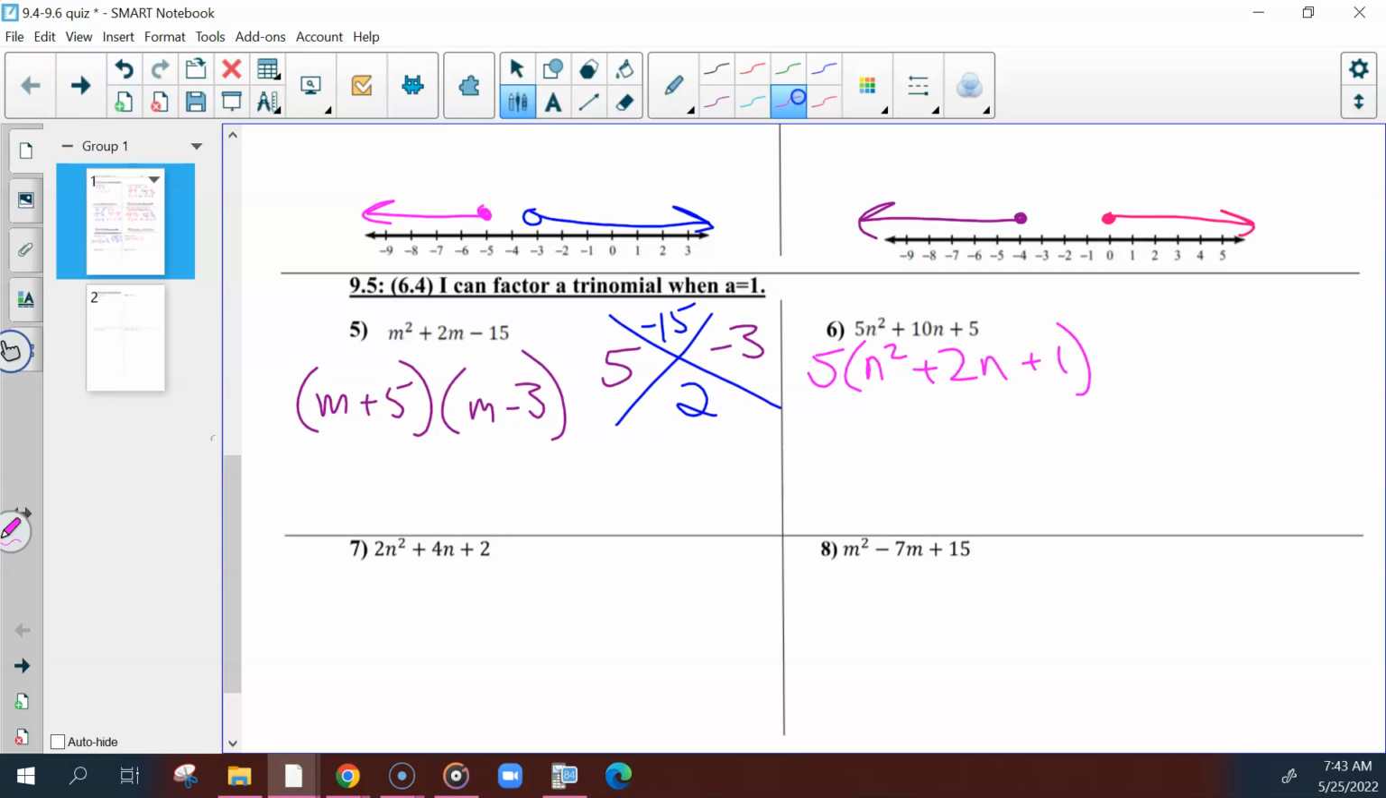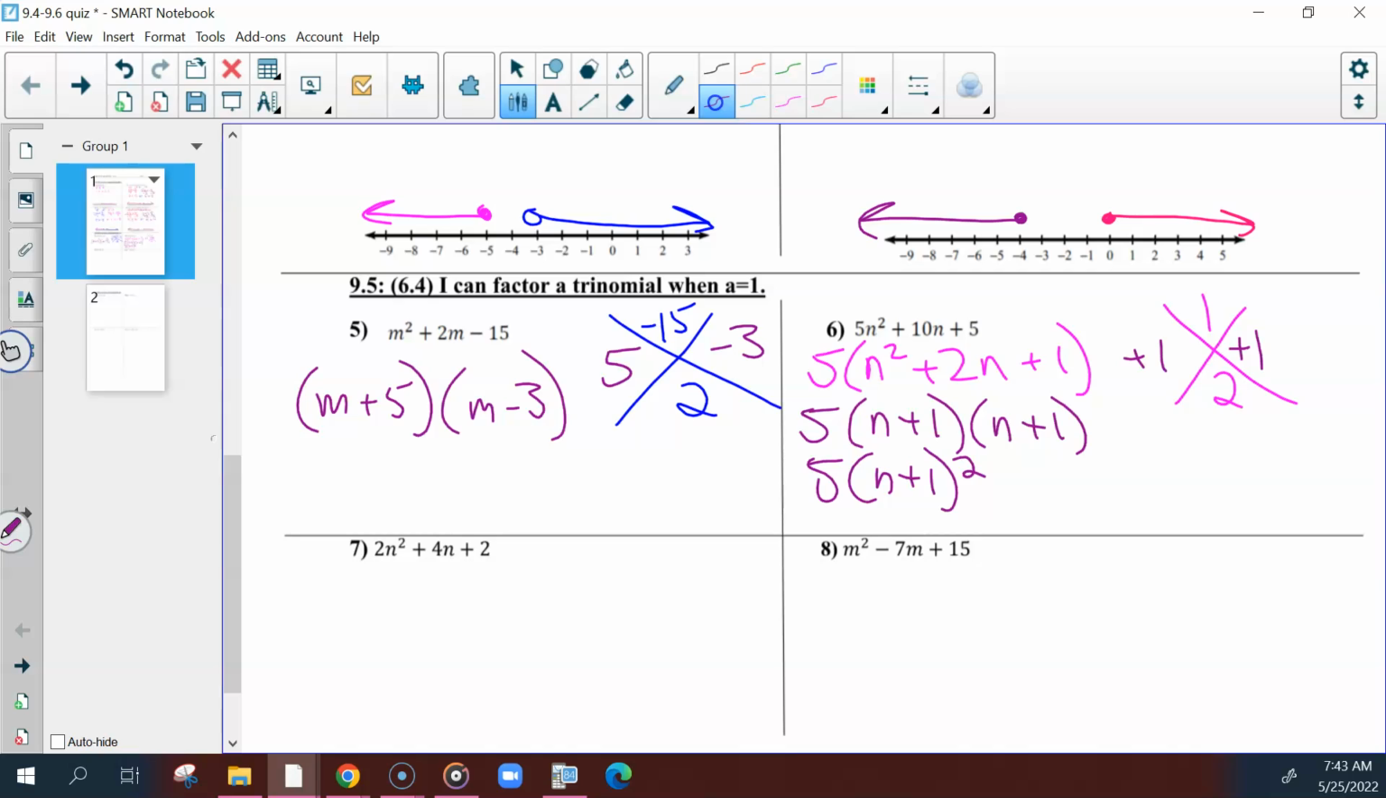Then from there, you're looking for two numbers that multiply to be 1, but add to be 2. And the only two numbers that would work are 1 and 1. So you would bring down your GCF, your 5, and your two factors would be n plus 1, n plus 1. Or 5 times n plus 1 squared. Some of you were factoring from the original and got n plus 5 squared, which was incorrect.